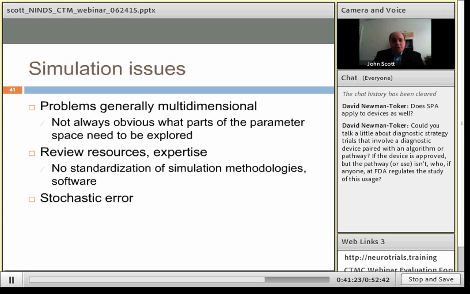Another issue is just in terms of FDA resources and expertise. Not every FDA reviewer has experience with these kinds of simulations, and because we don't live in a world where everyone who does simulations is using the same software package, it can sometimes be complicated and difficult for FDA to keep up. And finally, simulation error, stochastic error, is an ongoing concern. And we usually like to look at confidence intervals for simulated type 1 errors.